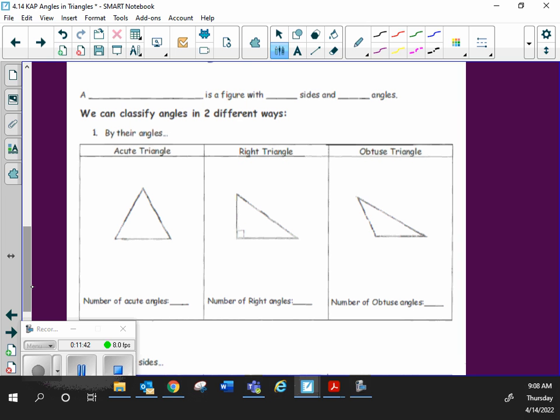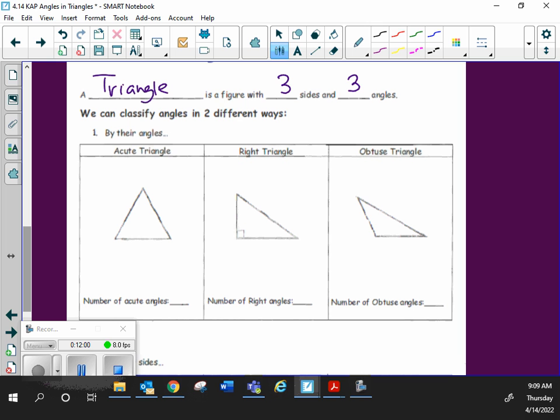Okay, a triangle, as we know, is a figure with how many sides and how many angles? 3. Oh Lord, another real slow on the draw. Come on back. Good morning. 3 sides, 3 angles. And we can classify in two types of ways.